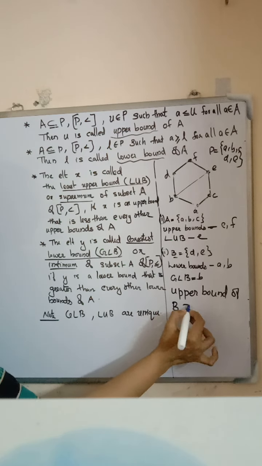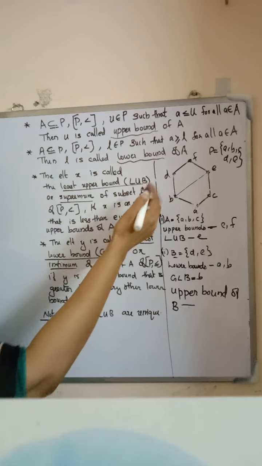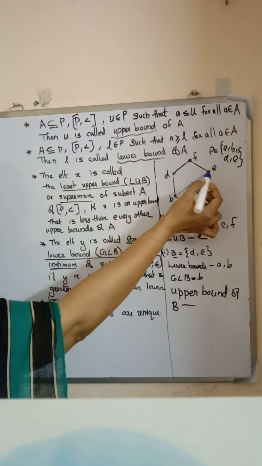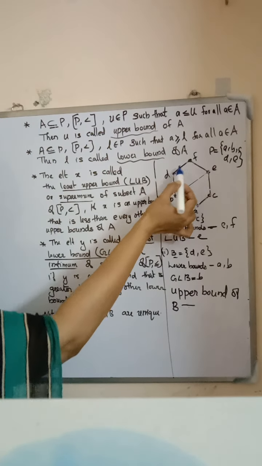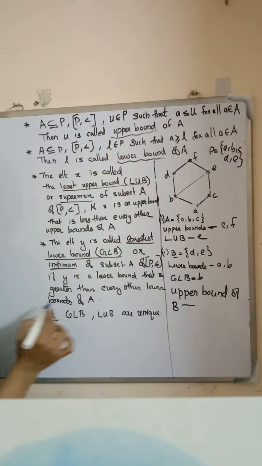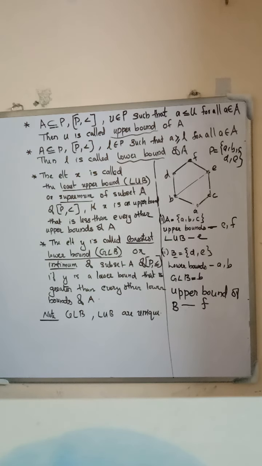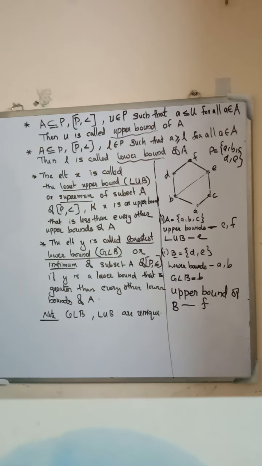Which one is the upper bound of the set B? F is the upper bound because F is greater than D and also greater than E. Okay, D less than F and E less than F. Therefore, upper bound of B is F, and the lower bounds of set B are A and B.